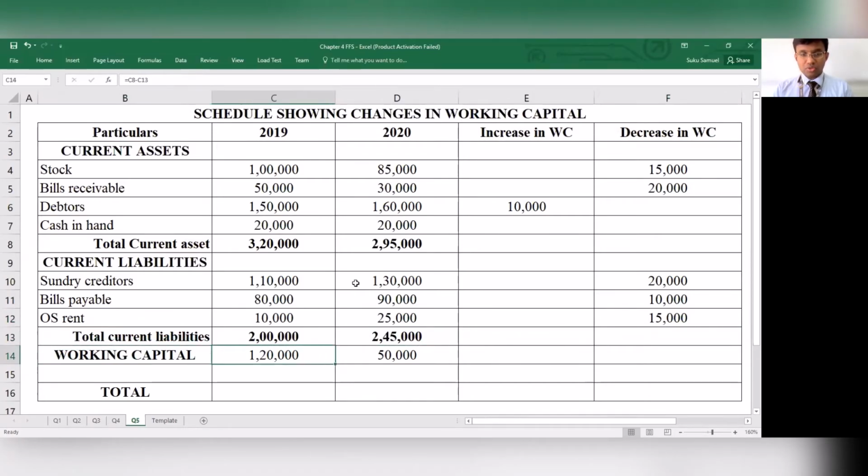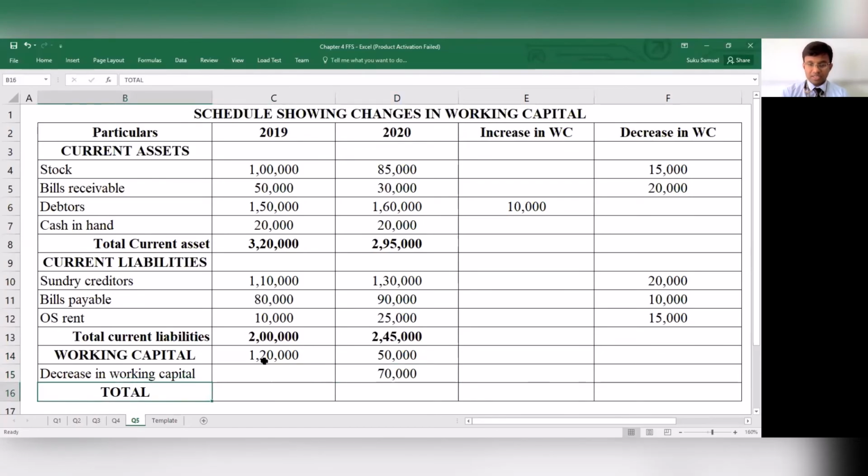We have also calculated the total current liability. The first year it's 2 lakh, and the second year it is 2,45,000. Then we've calculated the working capital. How do we calculate working capital? We calculate it by subtracting the current liability from the current asset. Here it is 1,20,000 and here it is 50,000. If you notice, the first year's working capital is 1,20,000 and the second year it is 50,000. This is nothing but a decrease in working capital, and the decrease here will be 70,000.